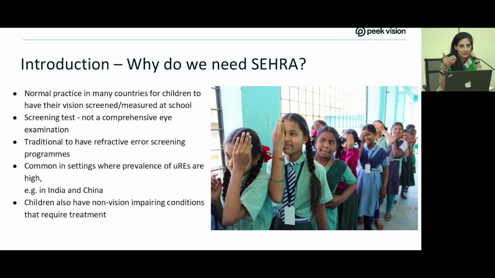And there was a reasoning behind it. A, because it's quite easy to screen for refractive error. You can teach a non-eye health personnel to do it very quickly. And it's also very common in settings where prevalence of uncorrected refractive error has been high. But what we have also seen is that there's a trend in a lot of regions where I work in sub-Saharan Africa where non-vision impairing conditions that require treatment are presenting in children as well. And that is also something that we need to think about because they require some sort of treatment.